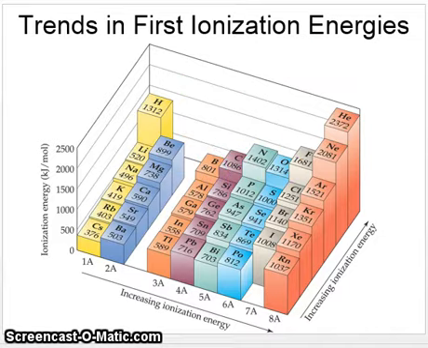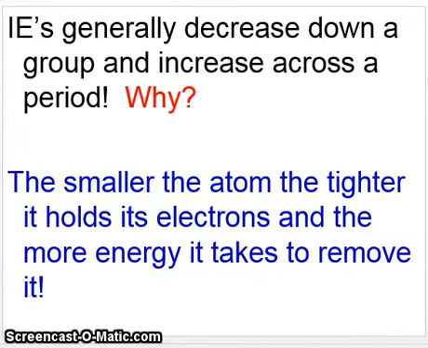So this is a quick overview of it. Here are the reasoning for why. Here it says ionization energy generally decreases down a group and increases across a period. And again, this is linked to the size of the atom. The smaller the atom, the tighter it holds electrons and the more energy it takes to remove the electrons, which is what we just discussed.